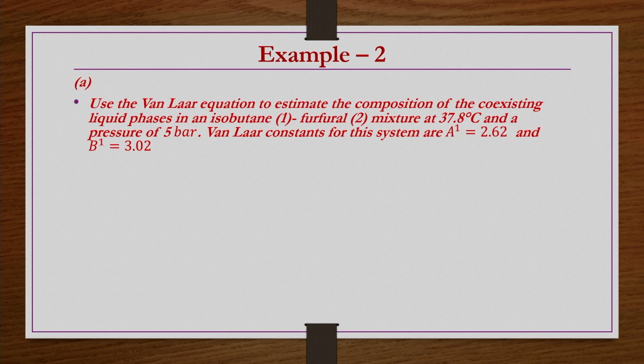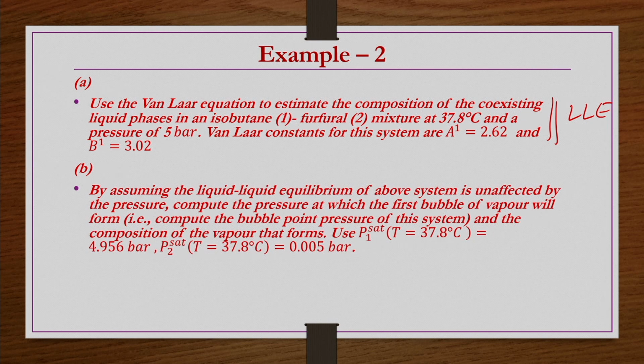Use the Van Laar equation to estimate the composition of the coexisting liquid phases in an isobutane and furfural mixture at 37.8 degrees centigrade and a pressure of 5 bar. Van Laar constants for the system are given as A1 equals 2.62 and B1 equals 3.02. So, that is the first part, which is only the LLE part. There is no vapor.